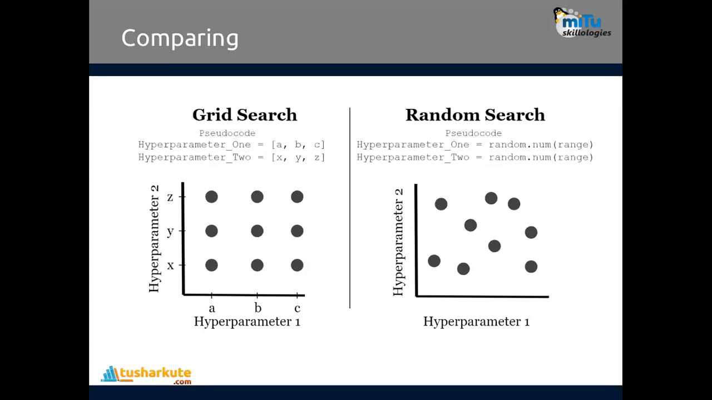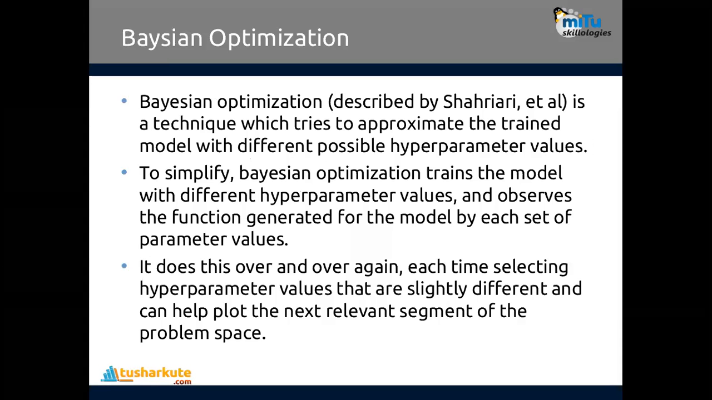The last one is Bayesian optimization. It was also one of the techniques described, which tries to approximate the trained model with different possible hyperparameter values. Obviously everyone does the same, but in this technique they use a different method. To simplify, Bayesian optimization trains the model with different hyperparameter values and observes the function generated for the model by each set of parameter values. Different distributions of data are probably used in Bayesian optimization, and using the distribution labels, this hyperparameter tuning is done.